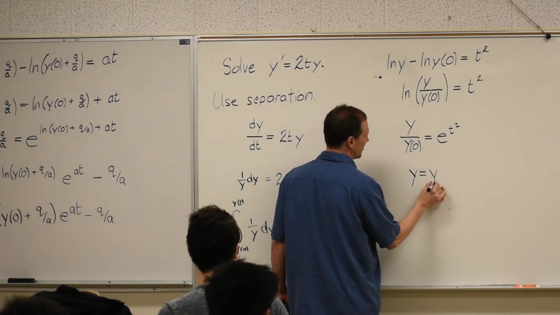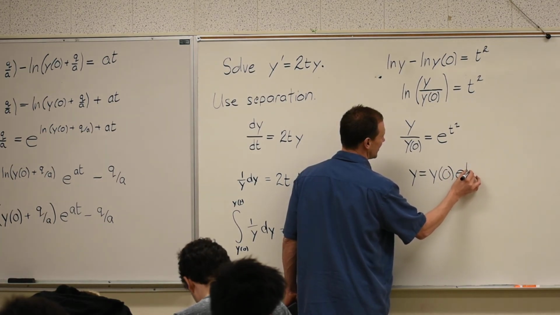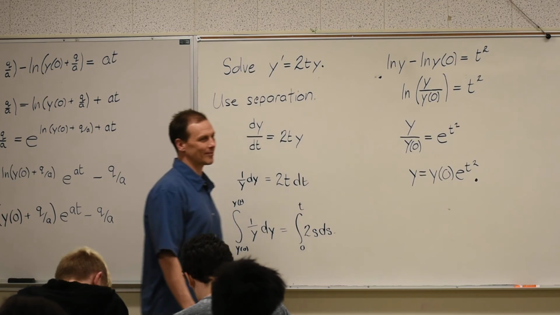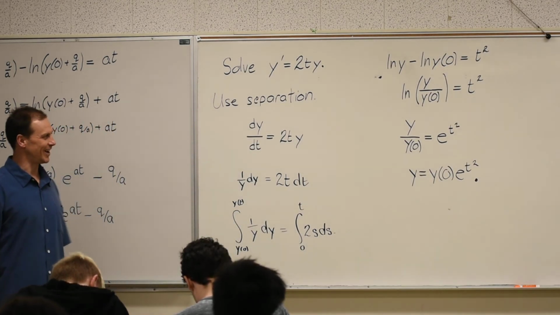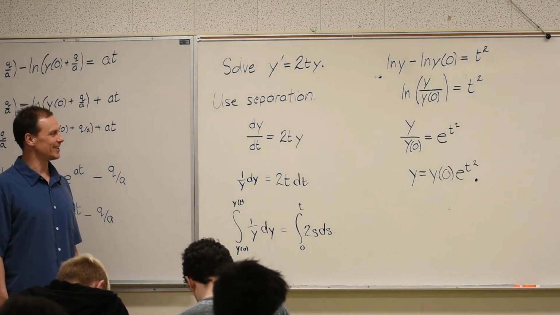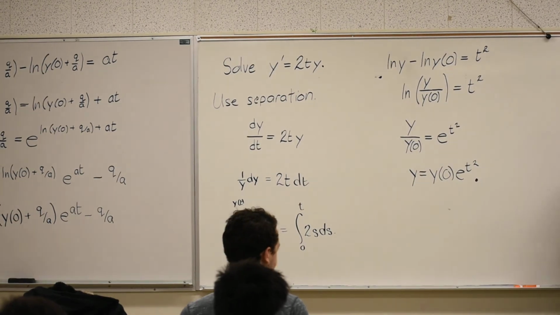y equals y of 0 times e to the t squared. Nice. Good job. I've never done it that way before. That was really clean. I've become a creature of habit.